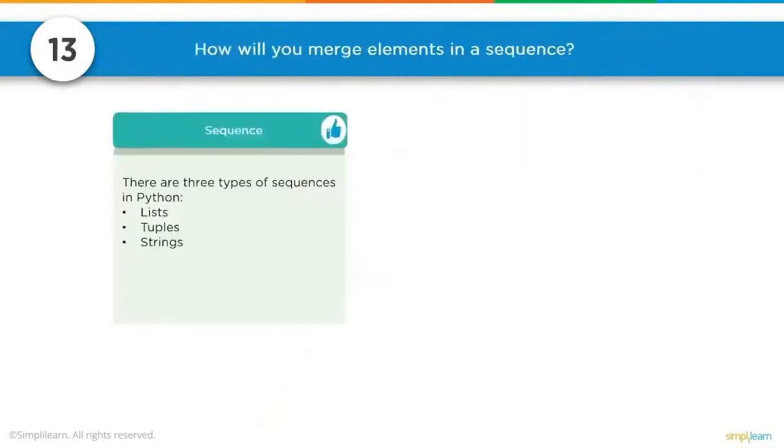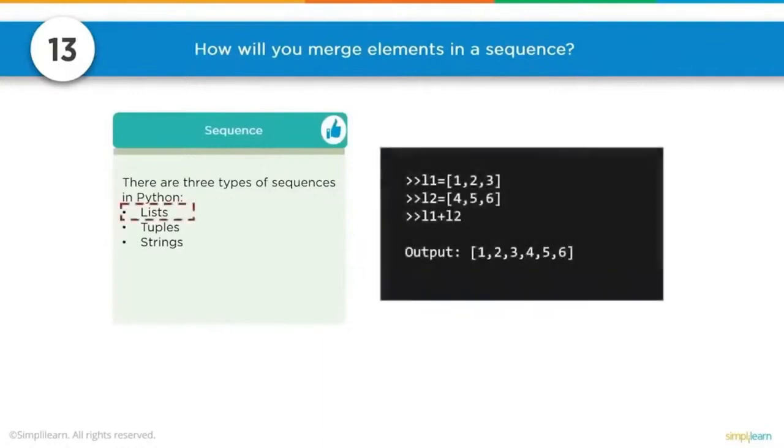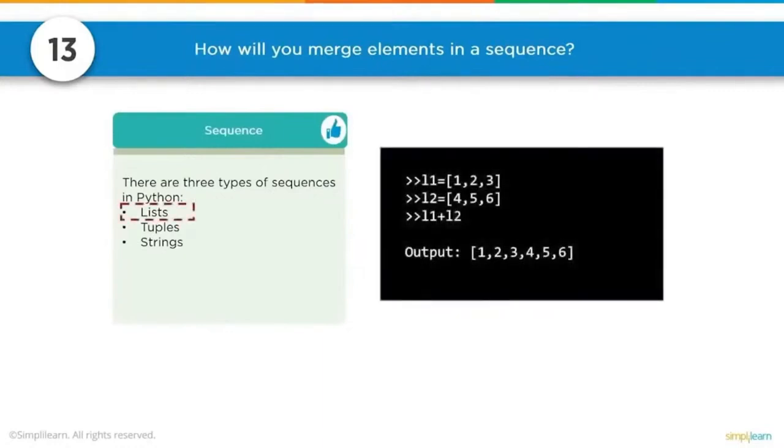Number 13, how will you merge elements in a sequence? There are 3 types of sequences in Python: lists, tuples, and strings. Python, of course, makes this easy. If we have list 1 as square brackets 1, 2, 3, and list 2 as 4, 5, 6, we can simply do list 1 plus list 2, and our output is 1, 2, 3, 4, 5, 6. If we have tuples, the curved brackets designate them, and again, just add them together. Same thing with strings. We have simply and learn, s1 plus s2 equals simplylearn.